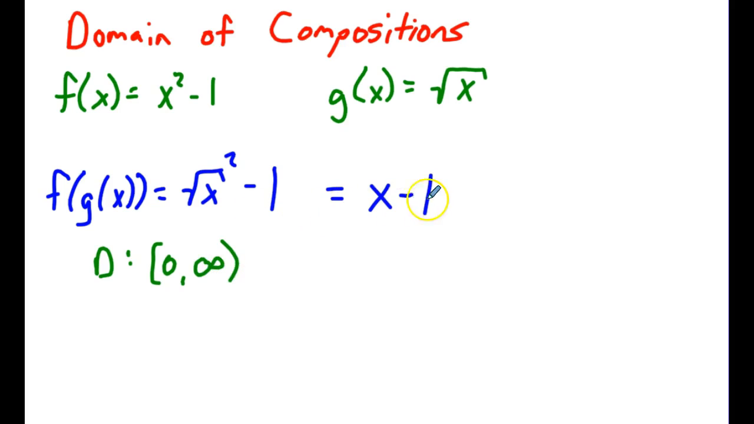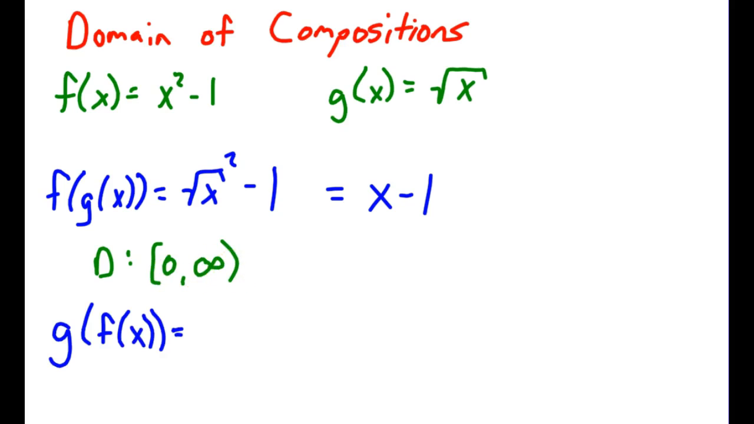Then we would look at the domain of our end result, the composition. Well, this is just x minus 1. It's a polynomial. So the domain would be negative infinity to infinity. Where those two domains overlap, we have to take all the restrictions. So the domain for this overall composition is going to be from 0 included to infinity.